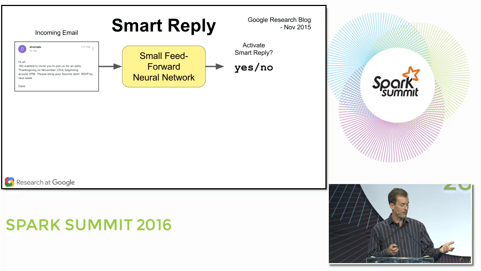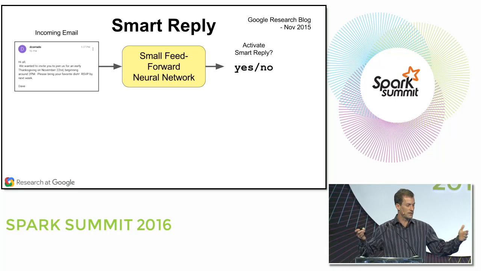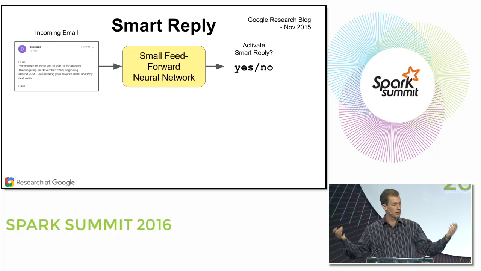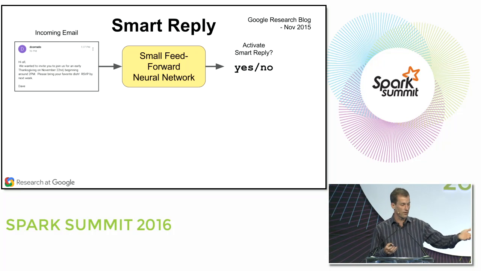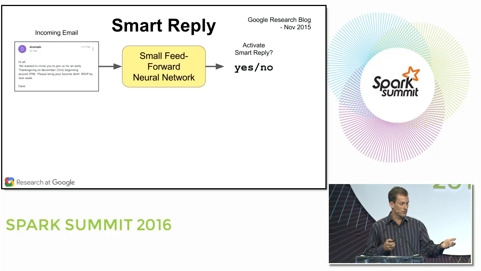So just to give you an example of how this works, you get an incoming email. You can't read the text, but it says, we wanted to invite you to Thanksgiving on November 22nd. Please bring your favorite dish, RSVP by next week. This is an email my teammate received from his brother.